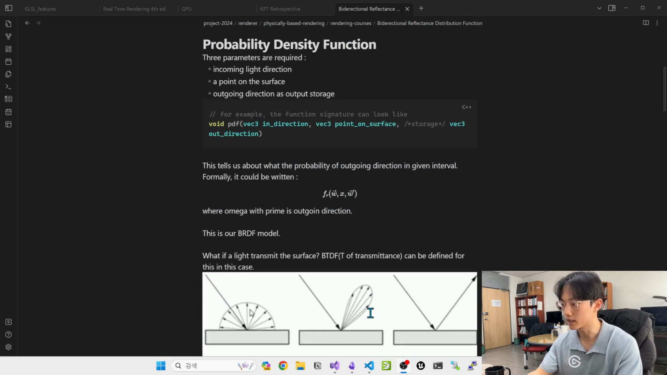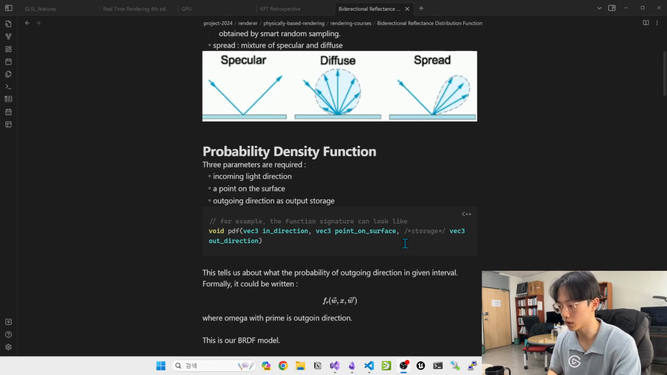The next thing is the probability density function. Because the light is reflected on the surface, we want to know what is the probability of the outgoing direction against these incoming lights. But this is not the case for specular reflection, because specular reflection just reflects the light at the same angle as the incoming angle against the normal vector of the surface. But for the diffuse reflection, we're curious about what is the probability of the outgoing direction.